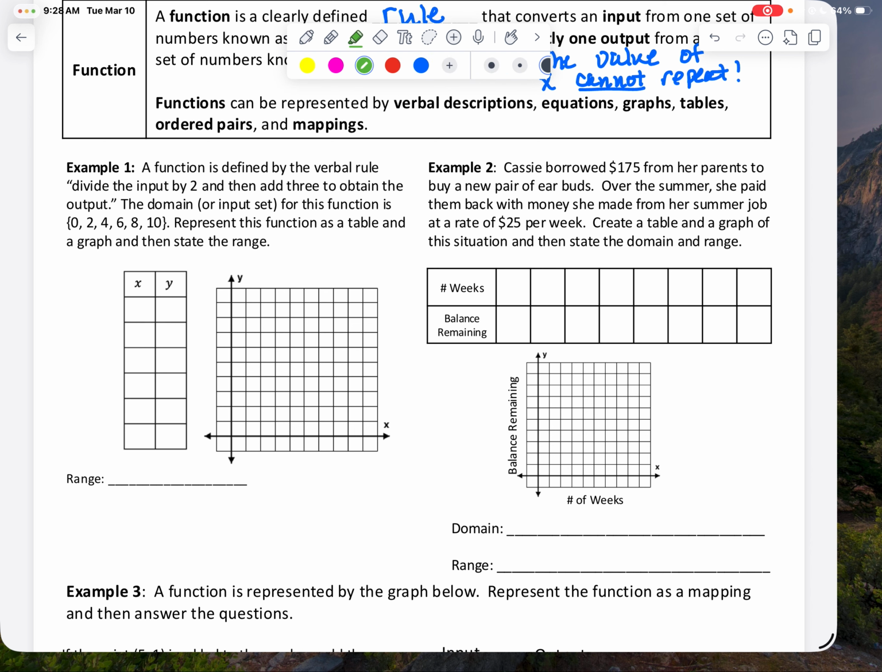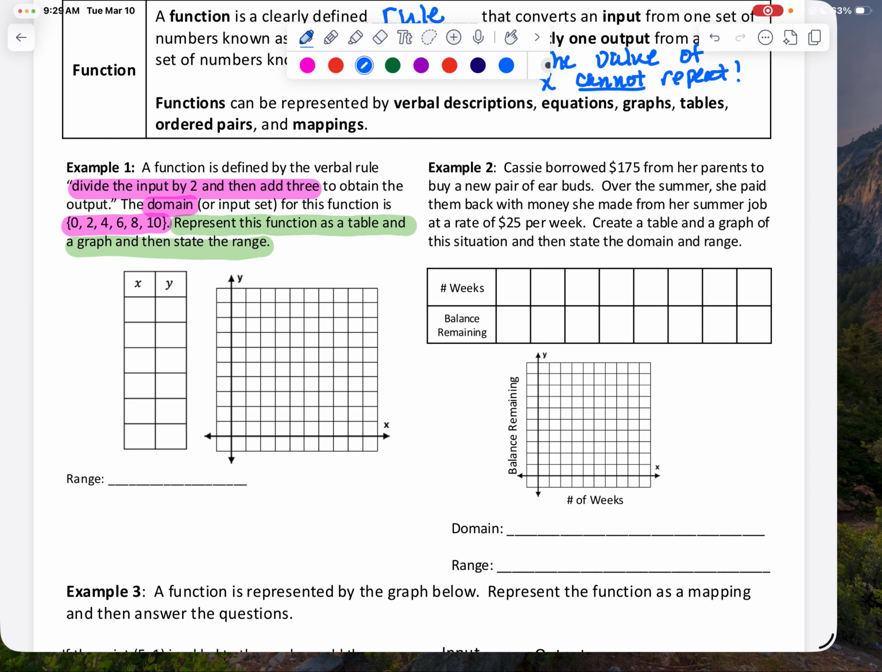So what I want to do here is highlight my knowns and my unknowns. So let's see what we know. We've been given a verbal description. Divide the input by 2 and then add 3. And we've also been given that the domain for the function is 0, 2, 4, 6, 8, 10. In green, I'm going to highlight what the question is asking us to do. So the question is asking us to represent this function as a table and a graph, and then state the range of the function.